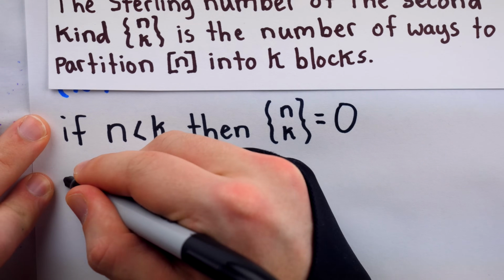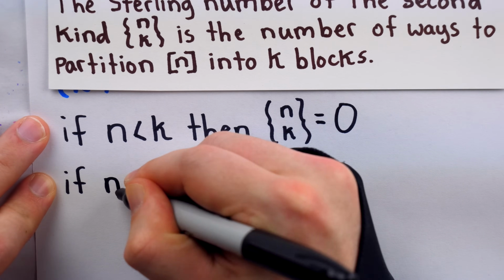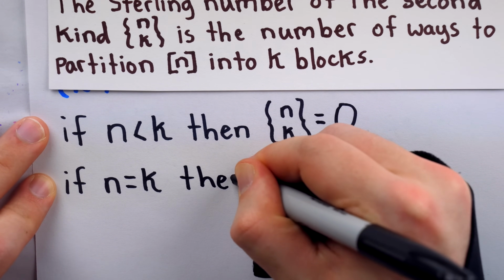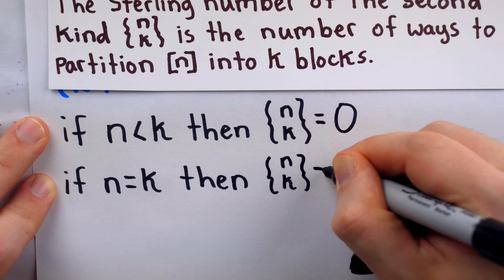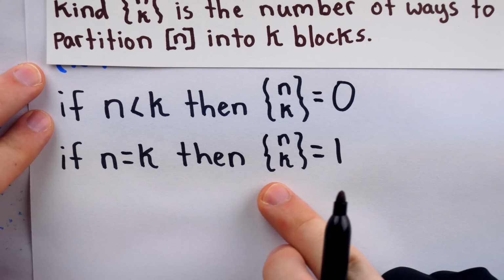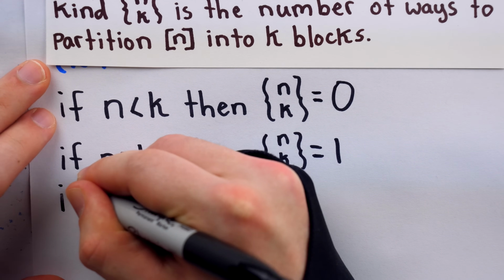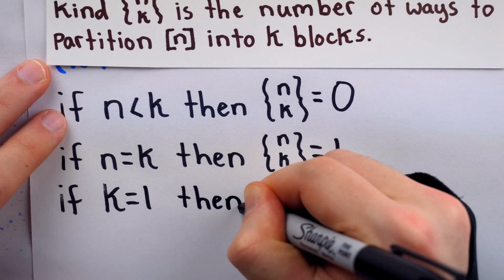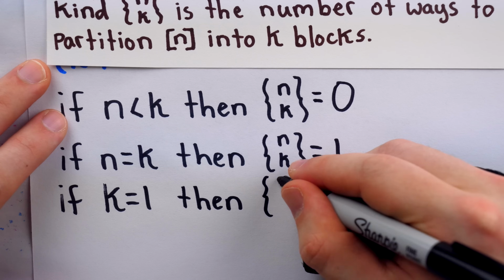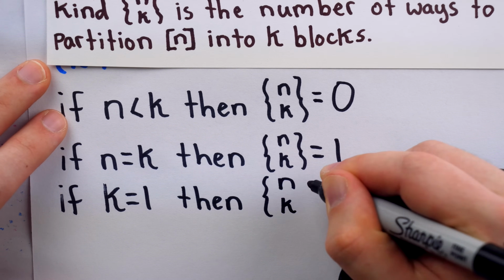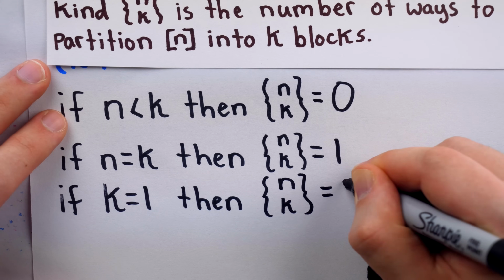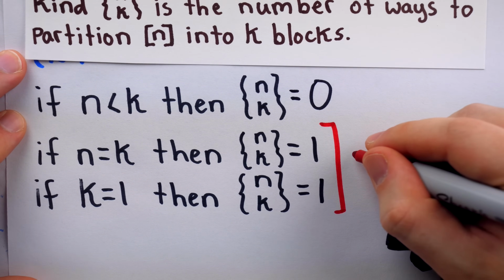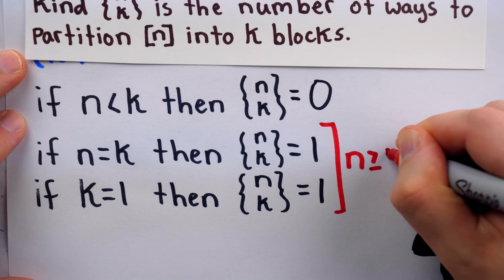On the other hand, if n happens to equal k, then there's exactly one way it can be done, which is to put one object, or one integer, in each of the n equals k boxes. So in this case, n subset k is equal to 1. In fact, n subset k is also equal to 1 any time that k is equal to 1. This should be pretty easy to see because if we're partitioning n distinct objects into a single box, the only option is to put everything in the one box. So in this case, the Stirling number is again just 1. Though, allow me to clarify, these equalities only hold as long as n is at least 1.